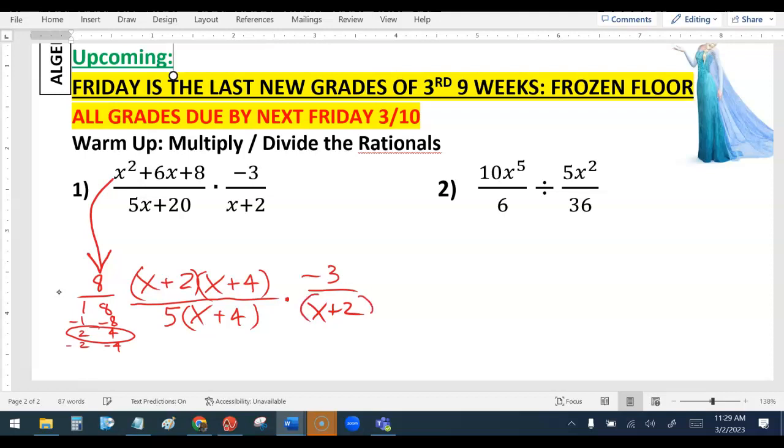Now, what should we do next? We've factored. We're done. Now we want to cancel things out. What cancels? Oh, yes. So x plus 2 on the top and the bottom goes away. Hey, what else cancels out?